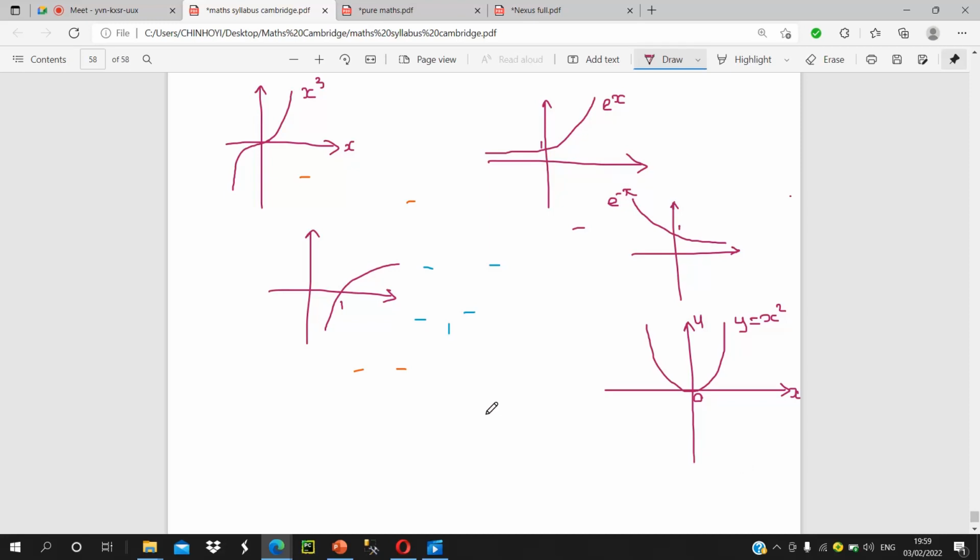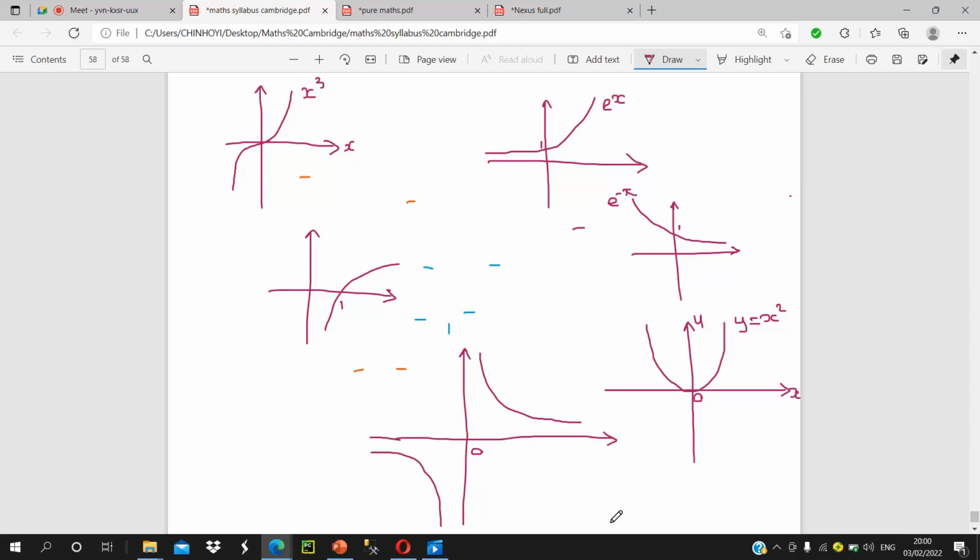Then you said you didn't find the graphs for what? y equals 1 over x. Yes, the graph for y equals 1 over x. The general graph is this one. And here we have this pattern, like this one. Yes, like this. This is the graph.